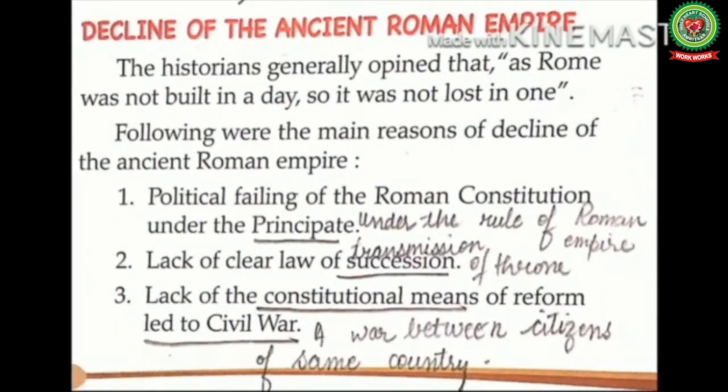It is page number 14, the decline of the ancient Roman Empire. The historians generally opined that Rome was not built in a day, so it was not lost in one. Following were the main reasons for the decline of the ancient Roman Empire. Number 1, political failing of the Roman constitution under the Principate.